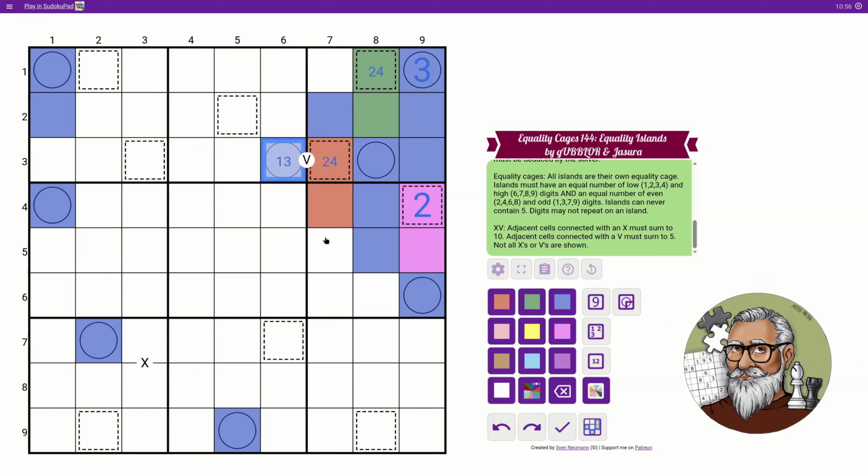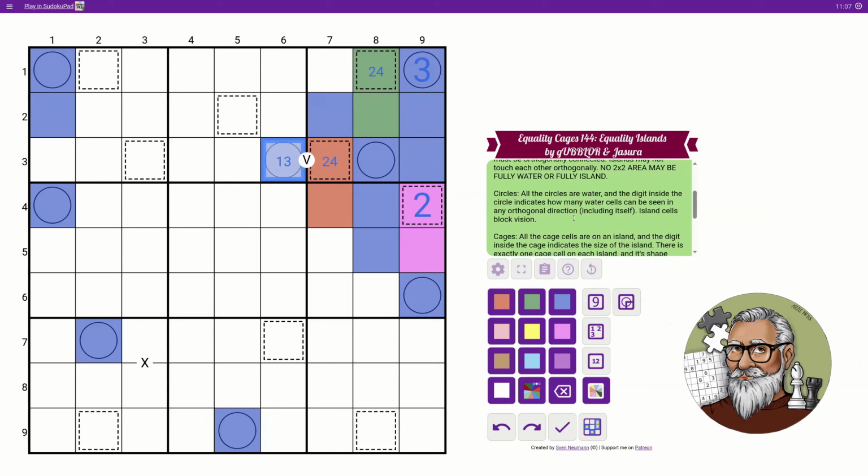It's 1 or 3. Oh, hold on. Is 1 allowed? 1 is never allowed, is it? Either on water cells because they need to be connected. Am I making this up now? No, water needed to be connected, right? All the water must be orthogonally connected. Islands may not touch each other orthogonally. Yeah, all the water needs to be connected.